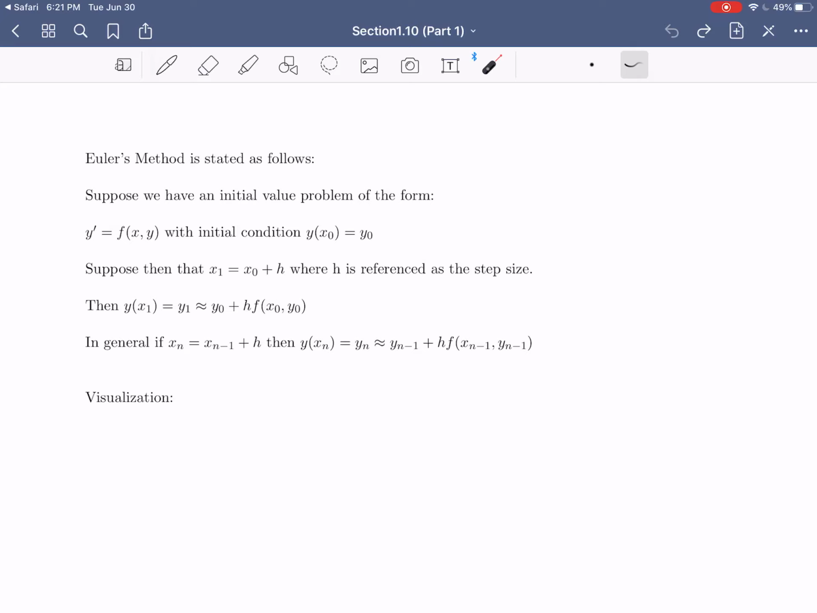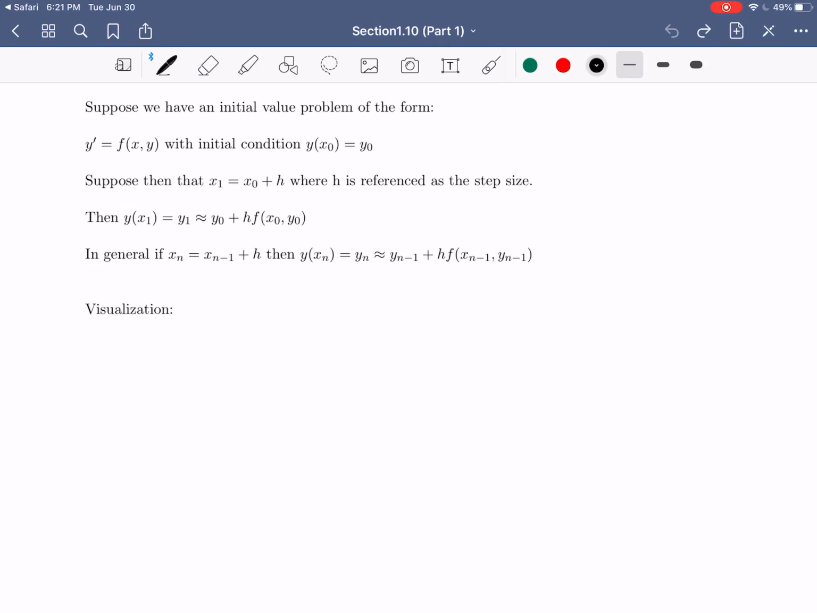and then add to that the step size, how far are you going, and at what approximate slope you are going at. In general, we can say that if x sub n is equal to x sub n minus 1 plus h, so we're always advancing the x by this step size of h, then each of the corresponding y values is approximately the previous y value plus h times the differential equation evaluated at the previous point.